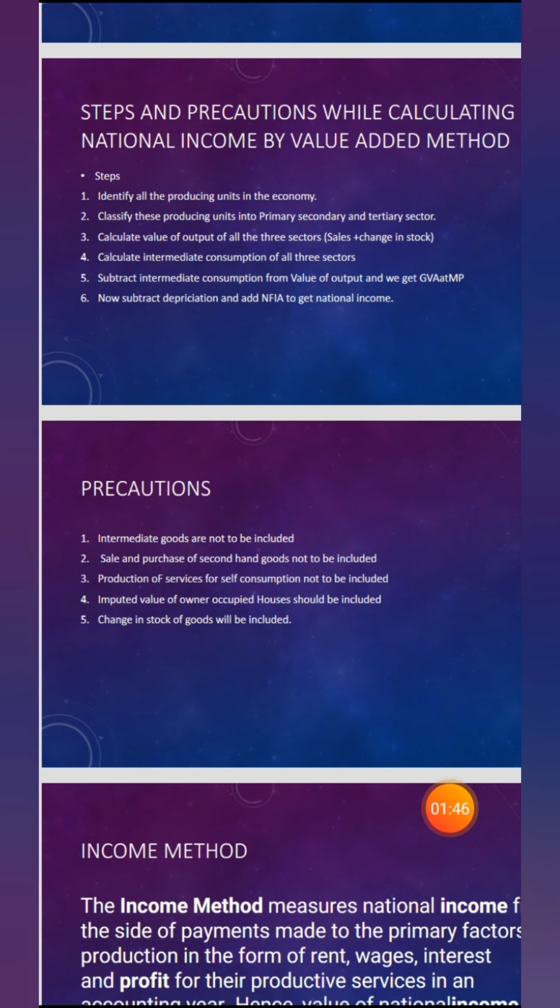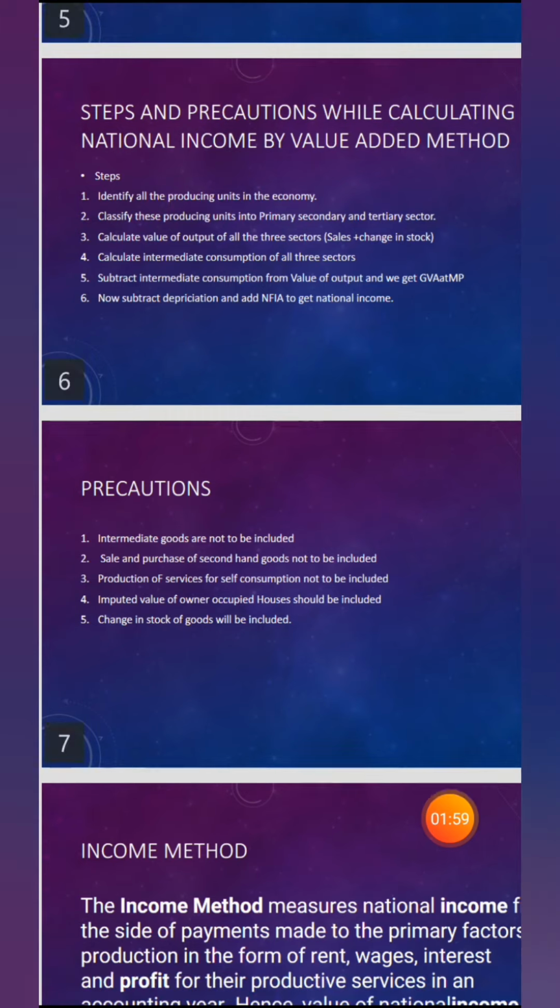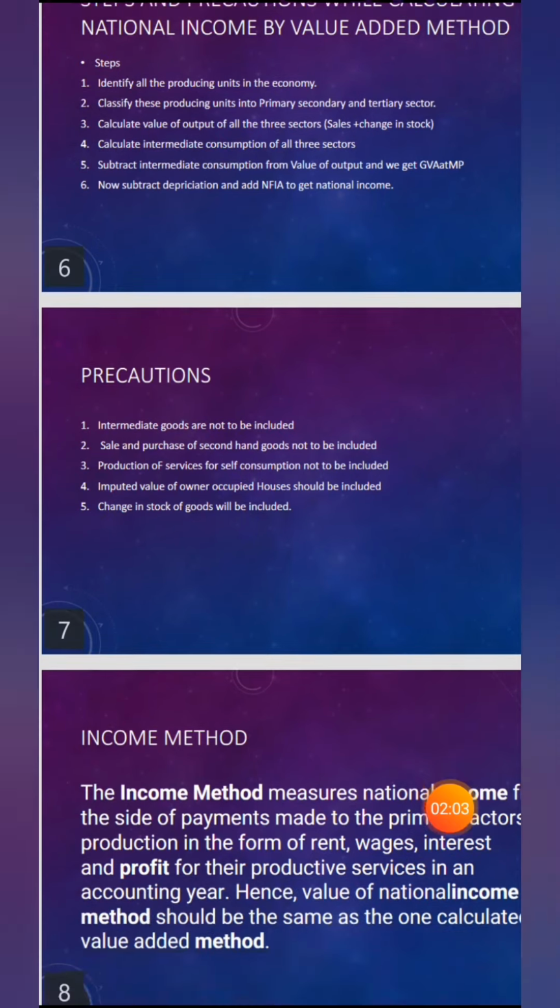Precautions: intermediate goods are not to be included. Sale and purchase of second hand goods not to be included. Production of services for self consumption not to be included. Imputed value of owner occupied houses should be included. Change in stock of goods will be included.